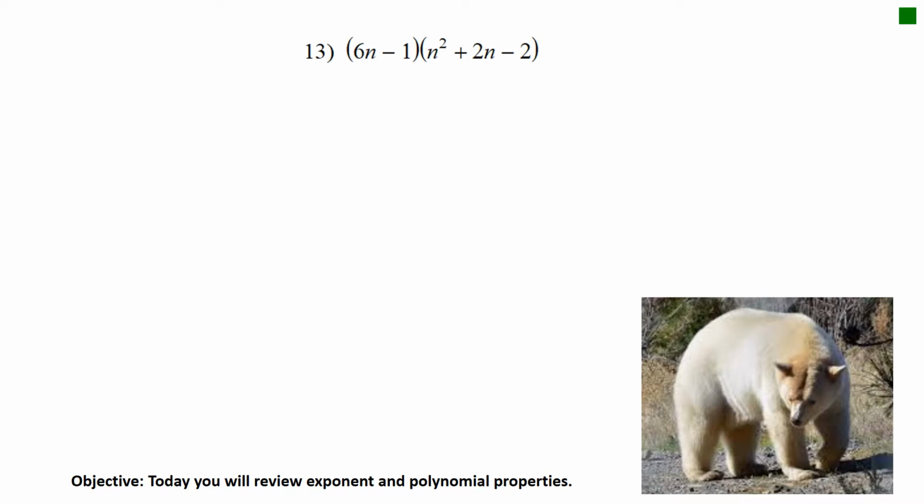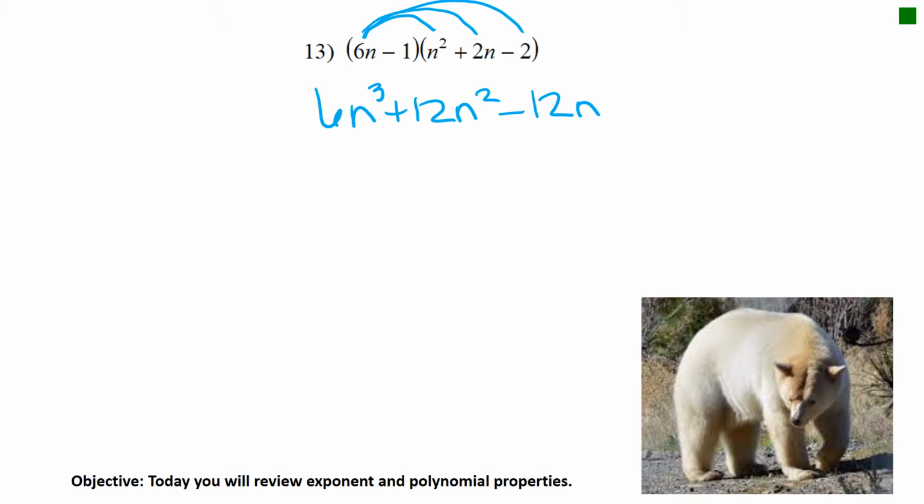Okay, we have got a binomial times a polynomial, so that means we're going to do lots of rainbows. So we're going to take 6n times n squared. That's 6. n times n squared. There's 3 n's there altogether. 6n times 2n. 6 times 2 is 12. n times n is n squared. 6n times negative 2. 6 times negative 2 is negative 12. And there is 1n.